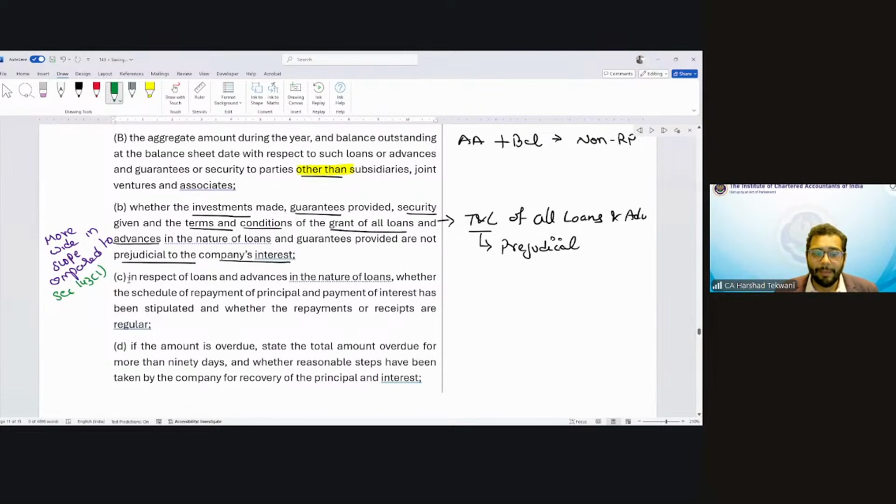Okay. Now let's see the point number C. In respect of loans and advances in the nature of loans, whether the schedule of repayment of principal and payment of interest has been stipulated and whether the repayments or receipts are regular. So here, basically, we are talking about the repayment schedule, whether there is a schedule of repayment of principal and interest, or they are given without repayment schedule, payable on demand, and for an indefinite period of time. There is no repayment schedule. And whether the repayments or the receipts are regular. So, repayment schedule and repayment frequency. Okay, that's the important point that we need to consider. Clear?